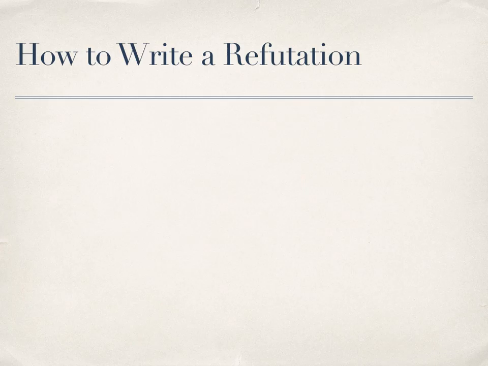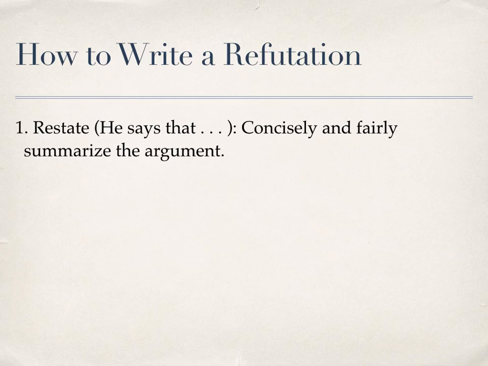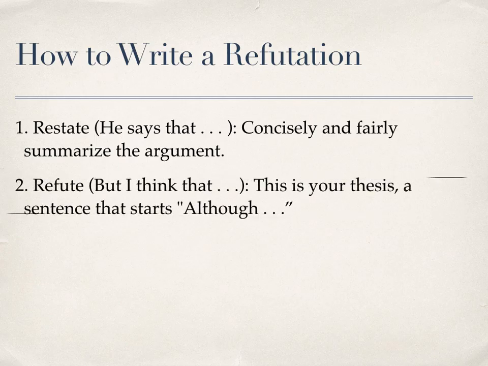In writing your refutation, you have 4 basic steps. The first step is to restate, and this will be in your introduction. You might say something like, the author says that, and then you'll concisely and fairly summarize the argument. And then you say your refutation, but I think that, and that really is your thesis, which will be the last sentence of your introduction. And you can phrase that sentence really however you want, basically saying, although the author says this, it isn't true because, and you state your thesis.